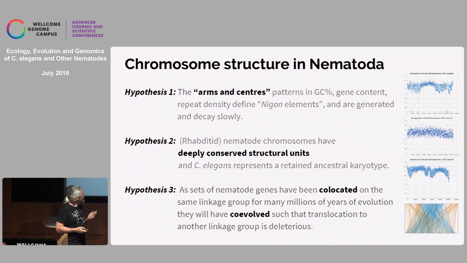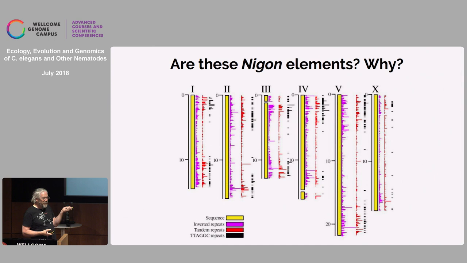Okay, so I'm going to leave those. Those are the questions for the next few years of my life, I guess. Are these Nigon elements? And if they are, why? I have no idea. Why would you organize your genome? It's beautiful, but I don't know why, and I want to know why.